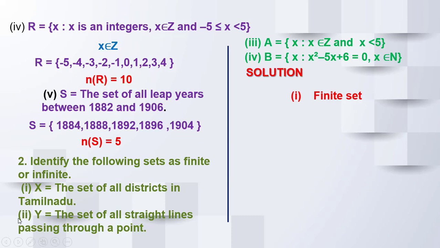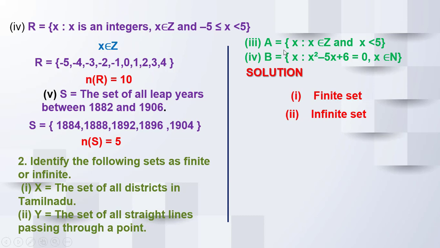Now let us go to the next one. Here Y equal to the set of all straight lines passing through a point. See, through a point we can draw infinitely many straight lines. Therefore it is an infinite set. Now let us go to the third one.